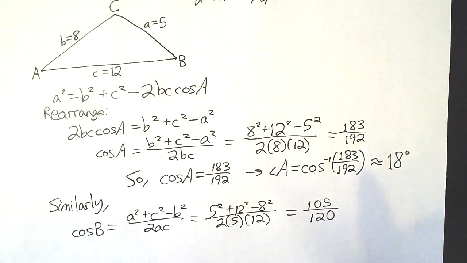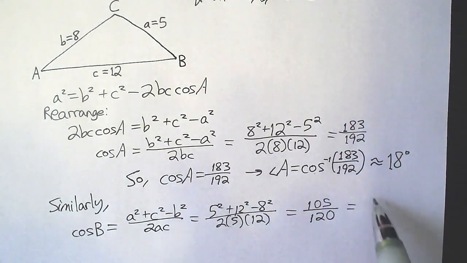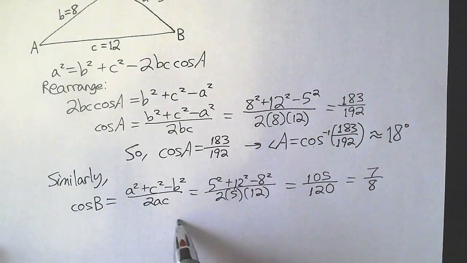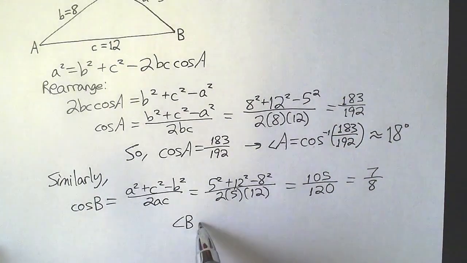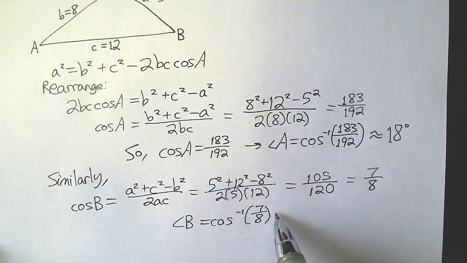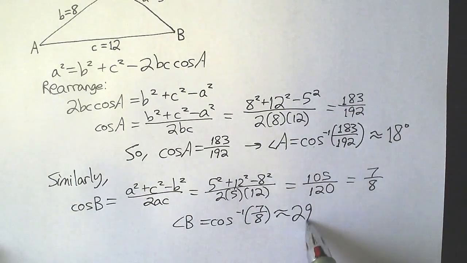Now, that fraction actually does simplify. I look at that and I say, oh, well, they're both divisible by 5. Maybe they're both divisible by something else. They're both divisible by 15, in fact. So this simplifies to 7 over 8. And angle B is inverse cosine of 7 over 8. That winds up being around 29 degrees.